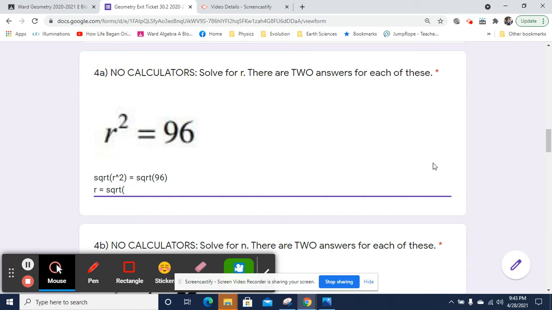96 is going to be 2 times 48, which is going to be 2 times 24, which is going to be another 2 times 12. And 12 is going to be 2 times 6. And then 6 is going to be 2 times 3.